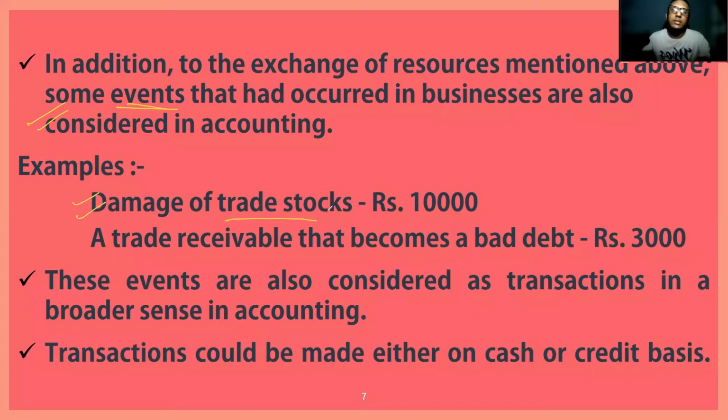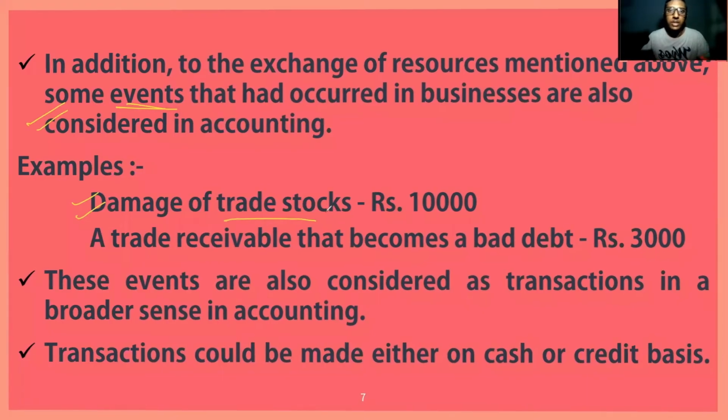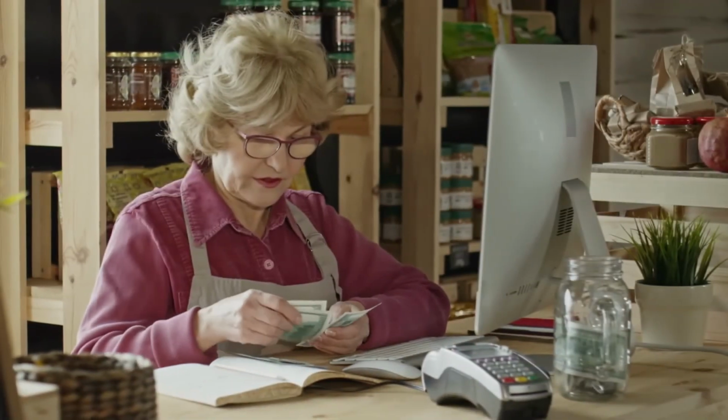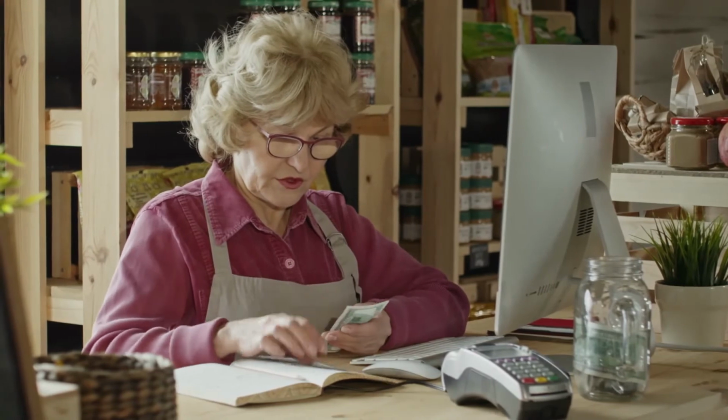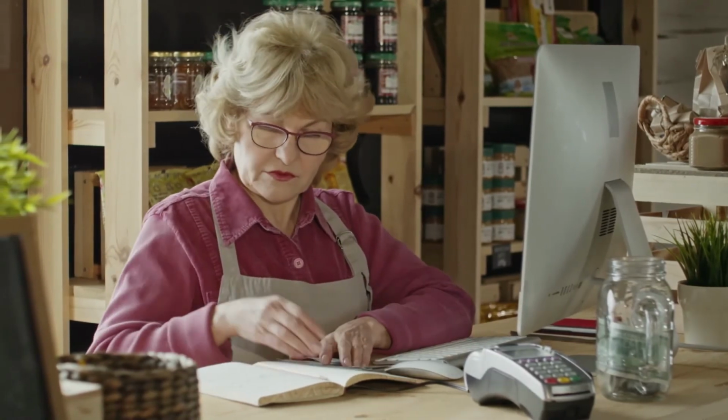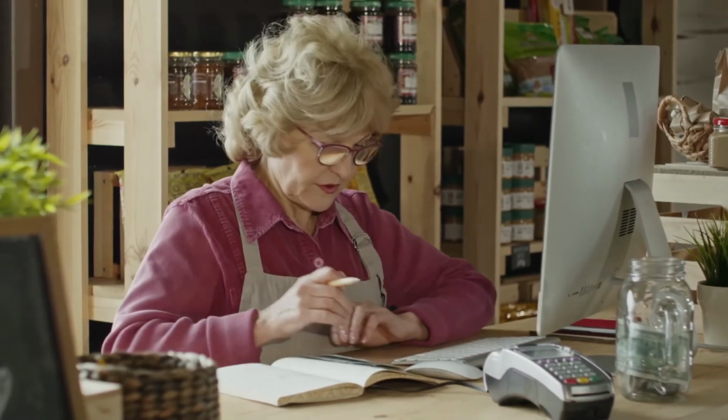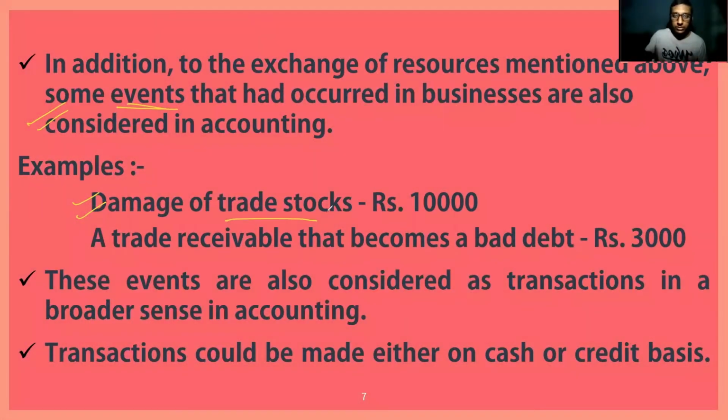So examples would be damage of trade stock. This is obviously not a transaction, right? We don't exchange some resource for something. There is a clear event, right? Damage of trade stock worth 10,000. So this will be an event, but this is also considered in financial accounting because this is a money measurable thing, right? And a trade receivable that becomes a bad debt.